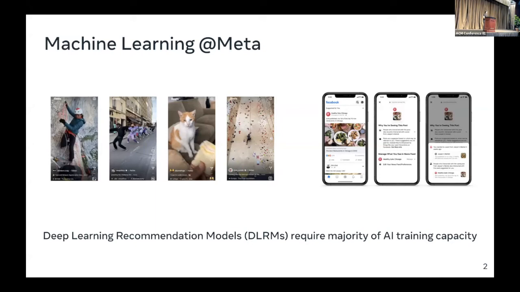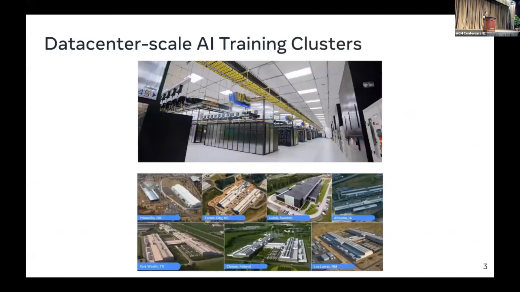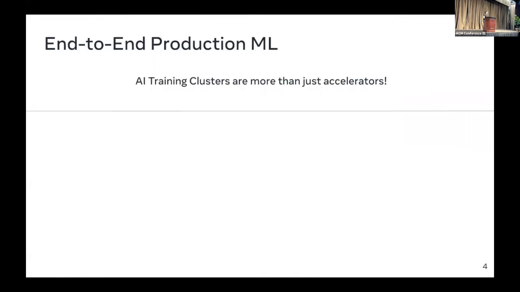As a result of their prevalence, they actually require a majority, as Yuchen said, of AI training capacity across our fleet. So again, we're building data center scale AI training clusters, multiple of these across the globe, to support this really intense demand for capacity. But what I want to talk about today is that these training clusters are more than just accelerators themselves. They're more than just GPUs, right?